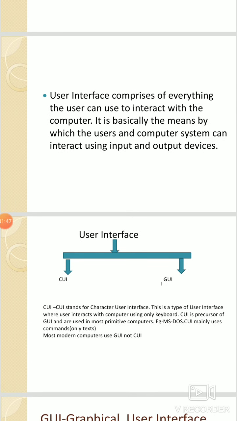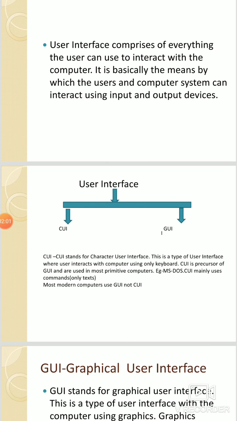Now, come to the classification of user interface. User interface can be classified into two types: CUI, command user interface, or you can say character user interface, and GUI, graphical user interface. Now, let us see what is CUI.